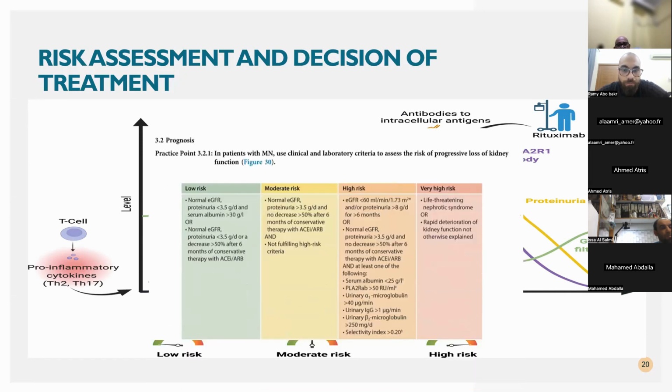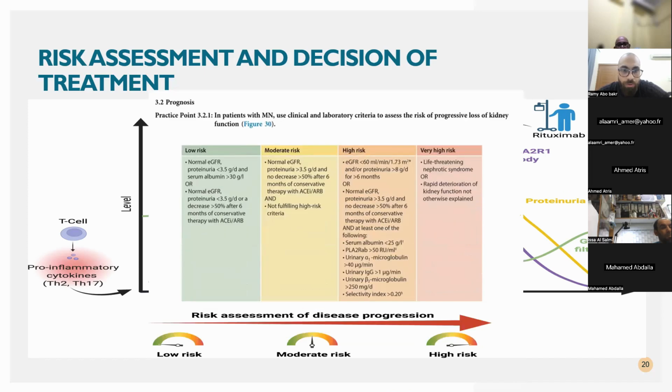And this is from the 2022 guidelines. You can see they divide the patients into four main categories: low risk, moderate risk, high risk, and very high risk, and very low risk. And this is based on, as I mentioned before, the main three categories: GFR, proteinuria, and anti-phospholipase titer. I just wanted you to look at the third table, the high risk table.